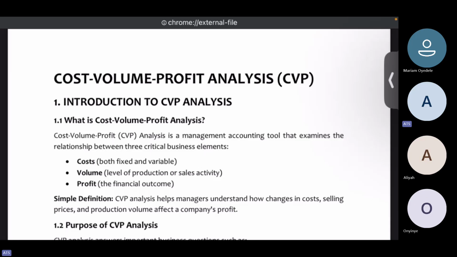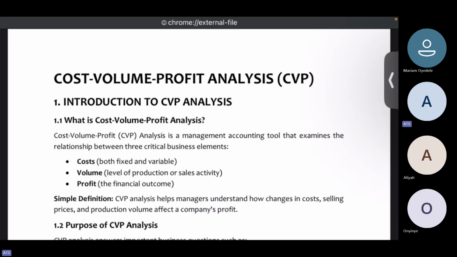So cost volume profit analysis. Now from the name, there is a mixture of three different concepts: cost, volume, and profit. It is basically an analysis that tries to find out the relationship between the cost of what you are selling, or the cost of your activities, and the volume of units that you sell, and the profits that you make, because every business is set up to make profits, right? So profit is a function of your cost and your revenue, your costs and your sales. Profits is your sales minus your costs.